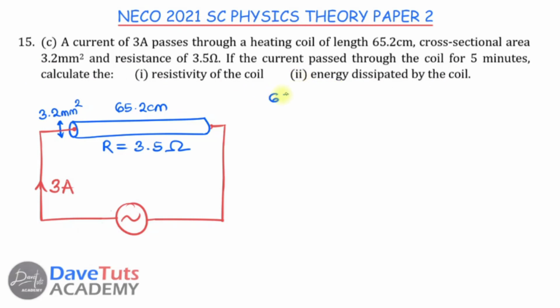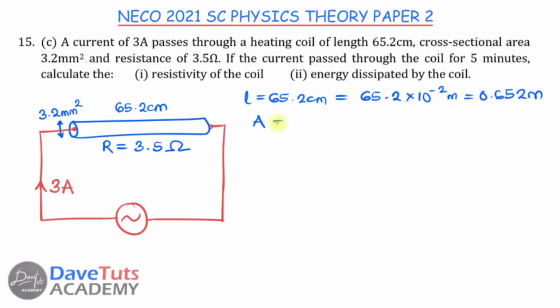Here we have 65.2 centimeters, and that will be 65.2 times 10 raised to power minus 2 meters. So that's going to give me 0.652 meters. Okay, so this is the length of the heating coil.